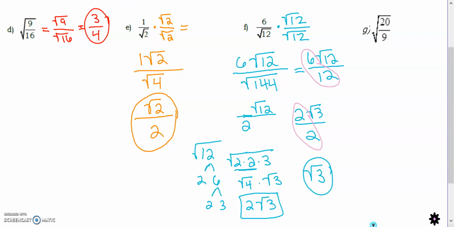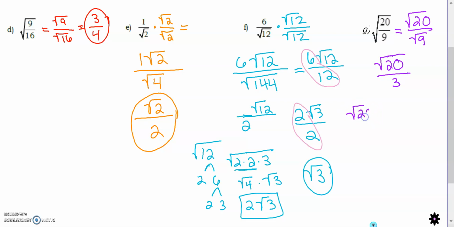We're going to take a look at the last one. It says root 20 over 9. So again, I'm going to break it up into 2 radicals. And recognize right away that in the bottom, I have a perfect square. So I don't have to rationalize this one. I can just take the square root of 9 to get 3. But I should recognize I still have a radical in the top, and we have to check to see if it can be simplified further.